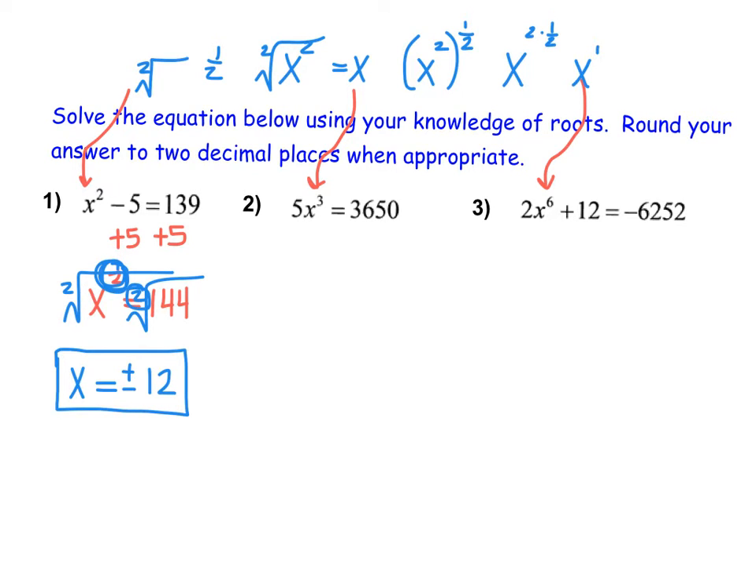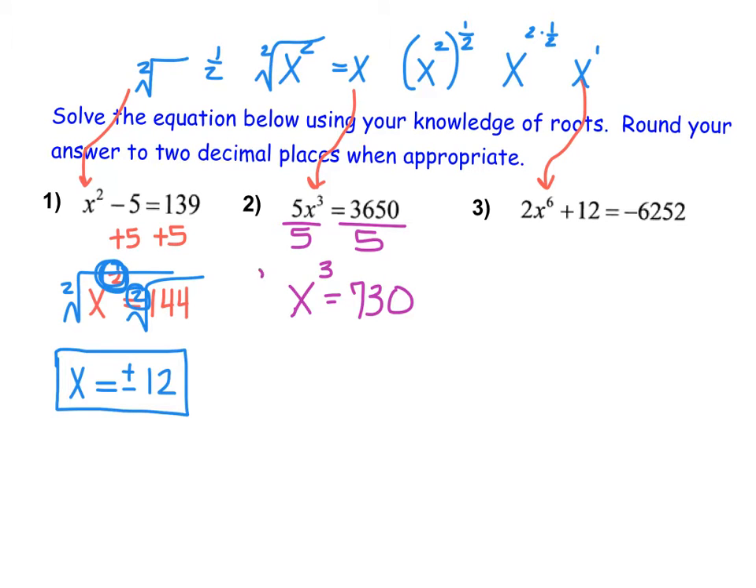Now if we look over here at the next example, example 2, I notice again that I need to get this piece that is cubed alone. So I'm going to start by dividing each side by 5. Now 3,650 is a slightly larger number, so I'm going to use my calculator to help me, but 3,650 divided by 5 results in me getting x cubed is equal to 730. Now from here I need to undo that cubed.